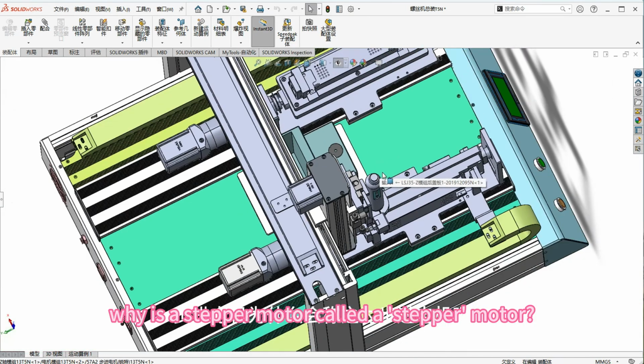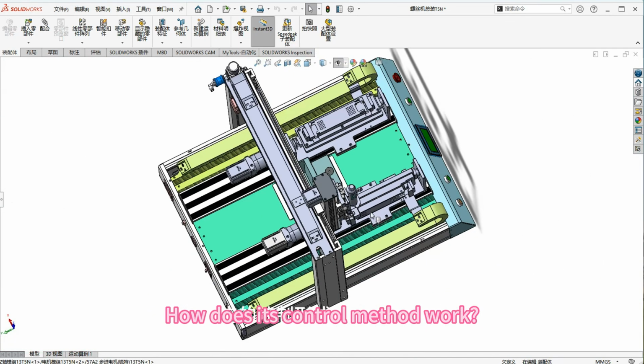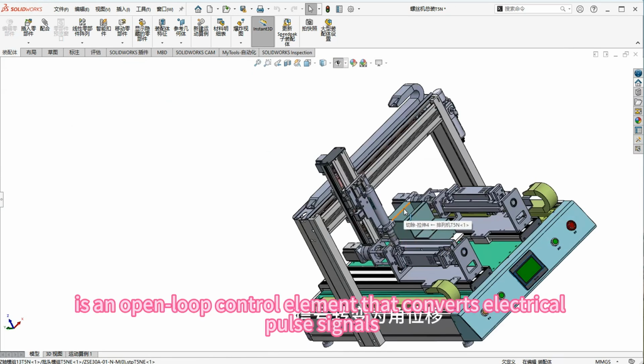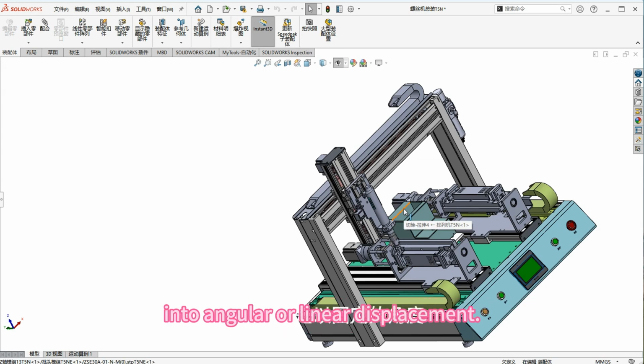So, why is a stepper motor called a stepper motor? How does its control method work? Let's take a look together. A stepper motor is an open-loop control element that converts electrical pulse signals into angular or linear displacement. It rotates in fixed angular increments, called the step angle, moving step by step.